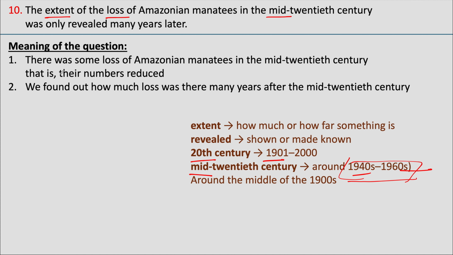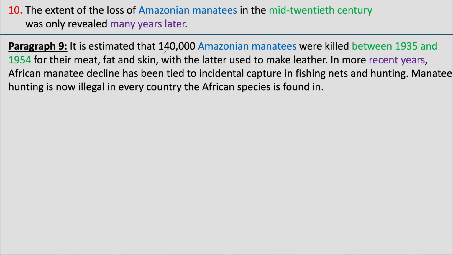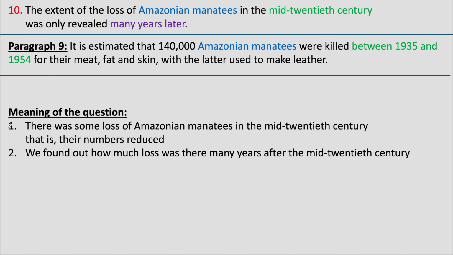The question also says the loss was revealed many years later. Revealed means shown. So, the question is saying that we found out about this loss many years after the mid 20th century. Paragraph 9 says 140,000 Amazonian manatees were killed between 1935 and 1954. So, the first part of the question is correct. There was a loss in the mid 20th century.